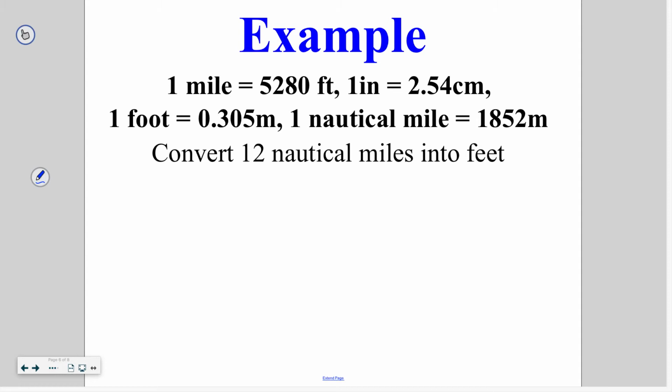We can also use this to convert actual measurement units that we have in math and science. So for example, 1 mile is equal to 5,280 feet, 1 inch is equal to 2.54 centimeters, 1 foot is equal to 0.305 meters, and 1 nautical mile, which is a unit that they use when you're sailing a ship across the ocean, is equal to 1,852 meters. Our goal here is to convert nautical miles into feet.